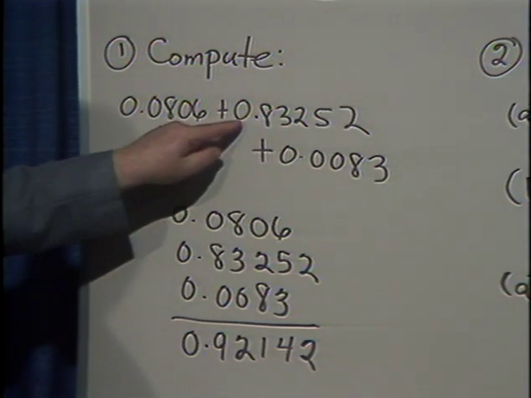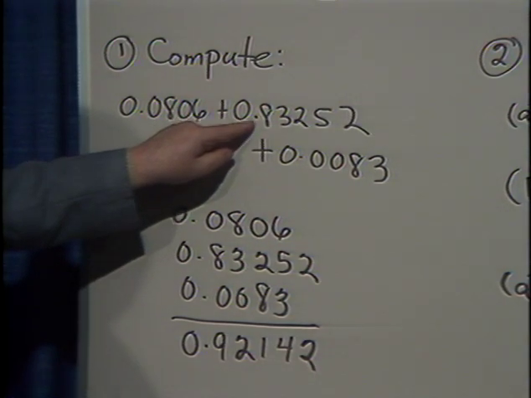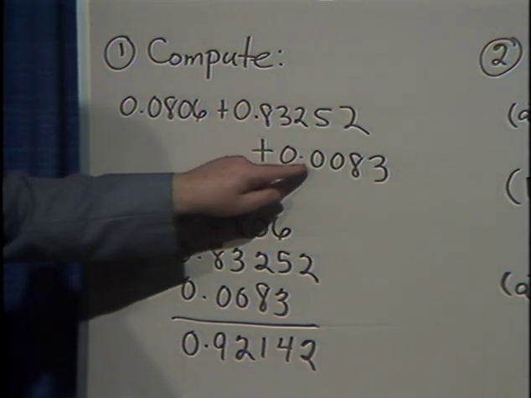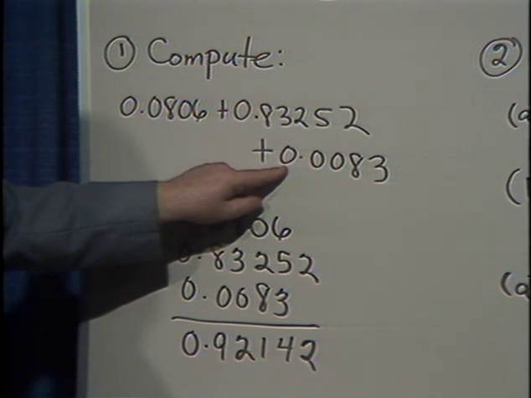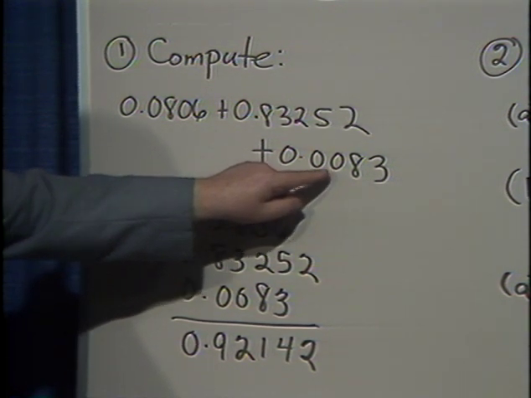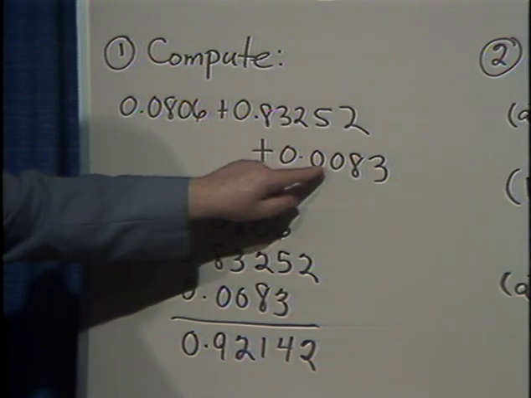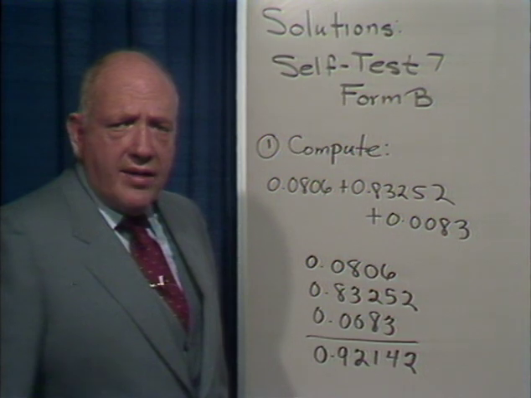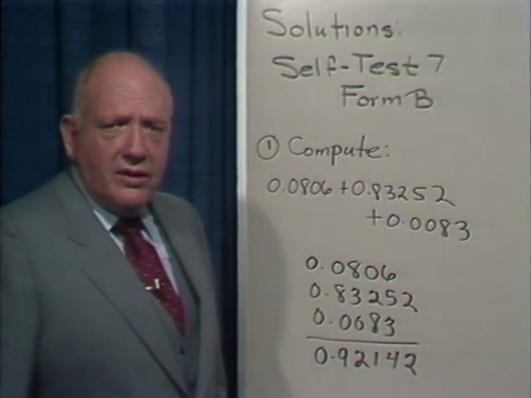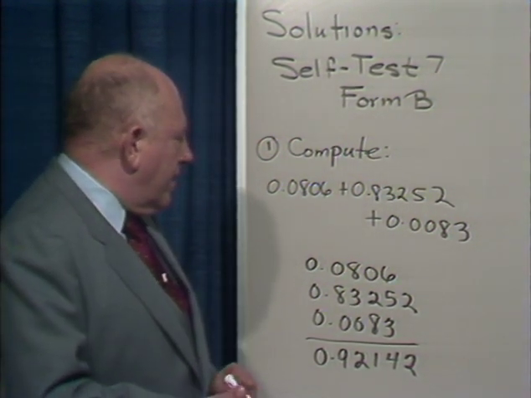0.83252. The 0 again, just to emphasize the decimal point, plus 0.0083. And again, remember, if you want to leave this 0 out, that's okay. But don't leave out any of these zeros. Leaving out one of these two zeros changes the column, the place that the 8 is in, and that changes the value. Okay? So what is the technique?